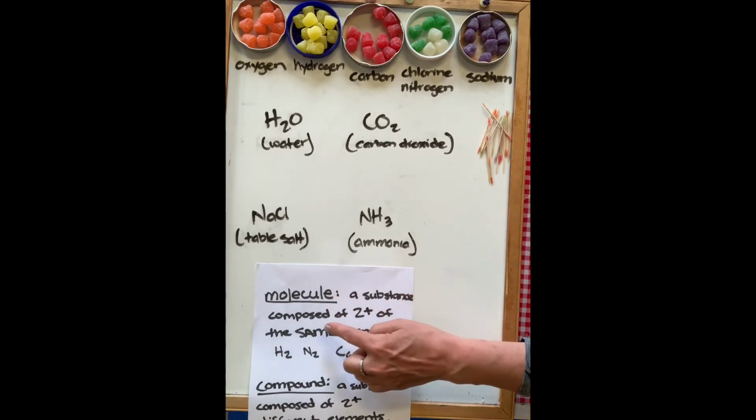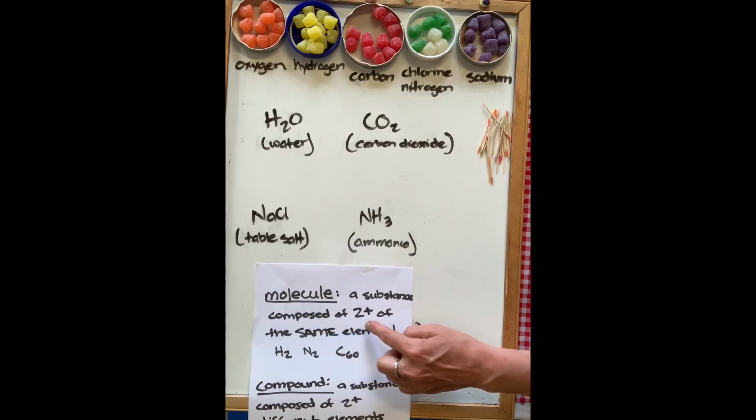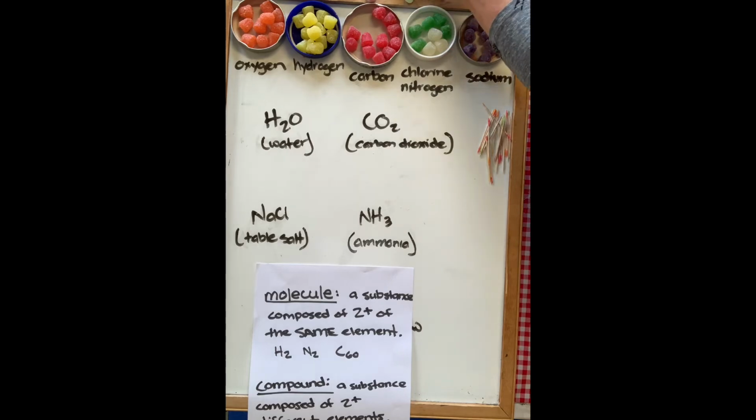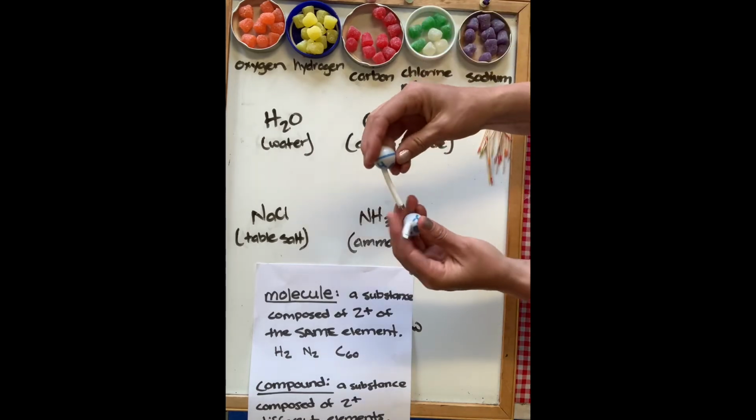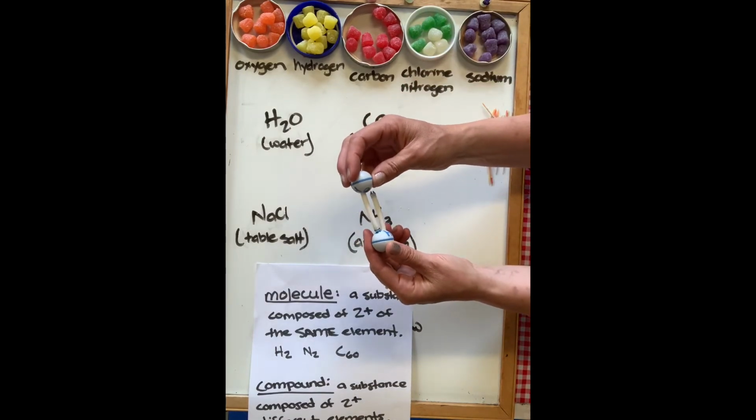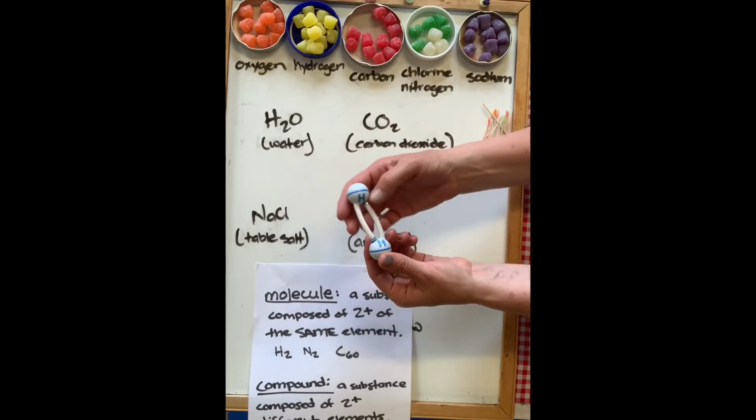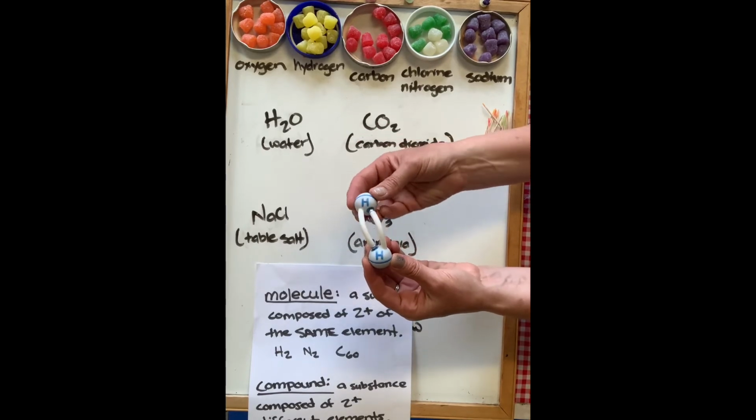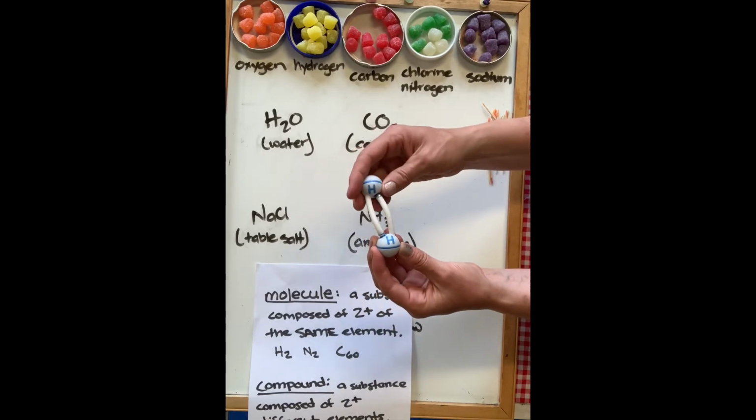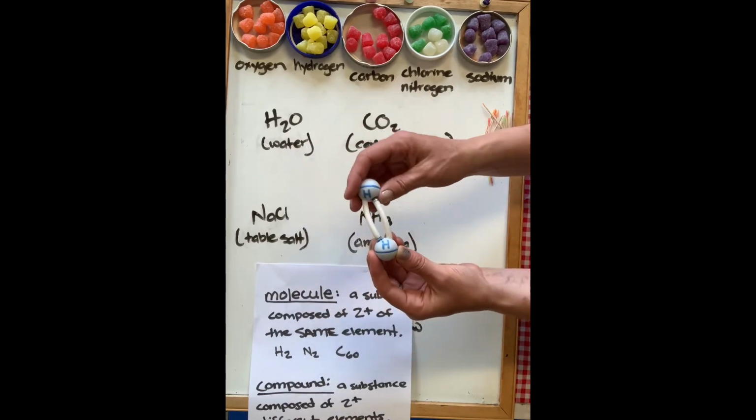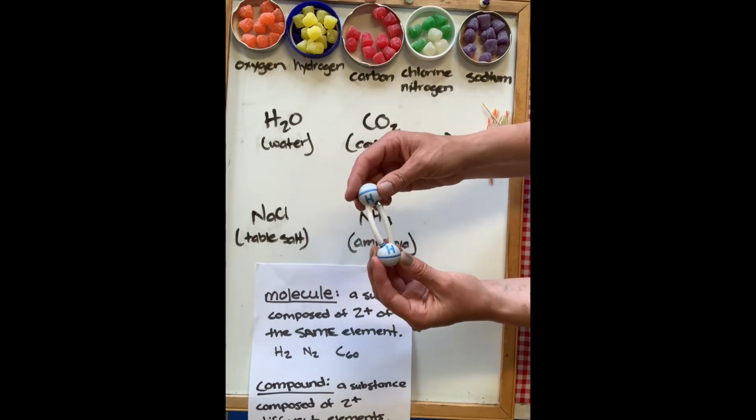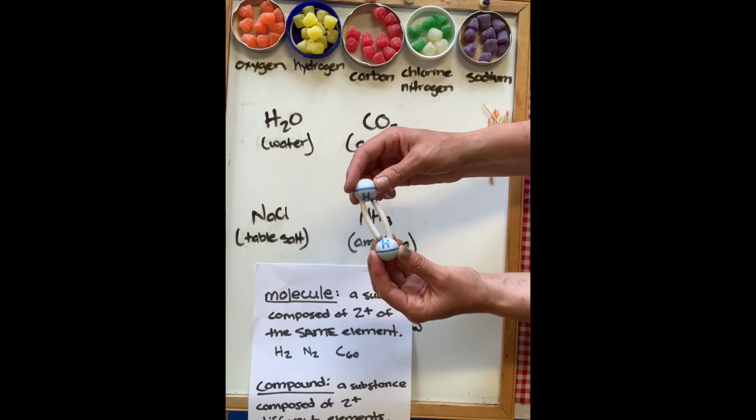But a molecule is composed of 2 of the same elements. So for example, hydrogen, these are my little happy atoms. Hydrogen loves to be with another hydrogen all the time. It doesn't like to be apart. So whenever hydrogen is by itself, it's always going to attach to another hydrogen. And that's just because it likes to share their electrons with each other.